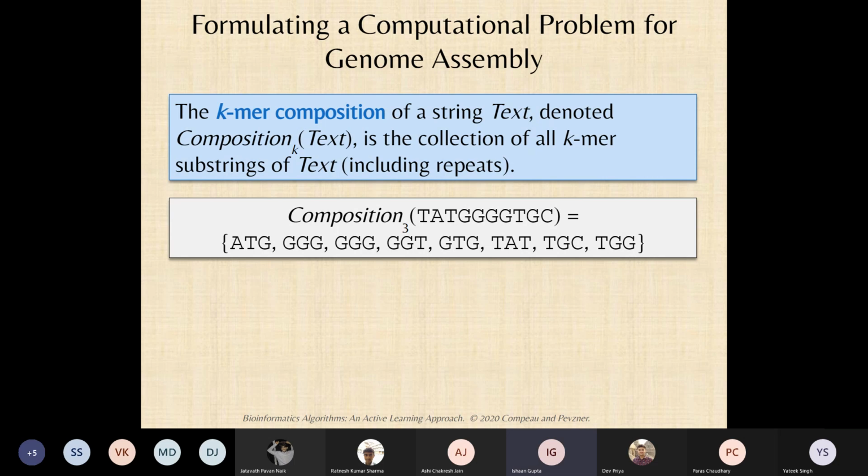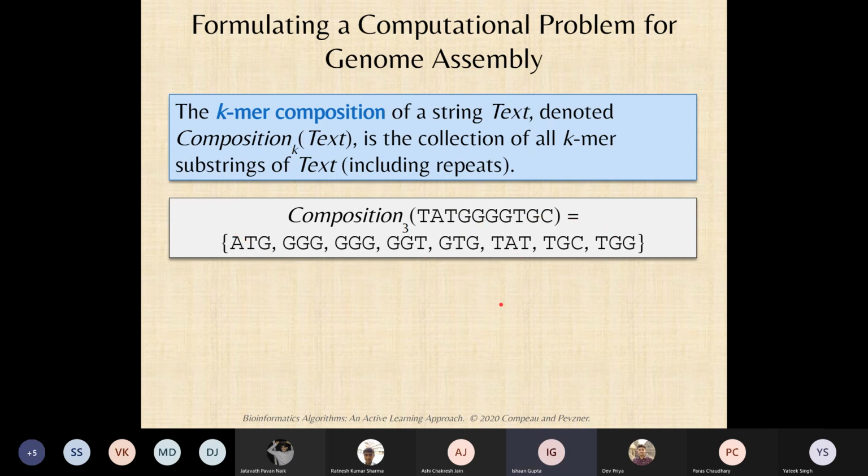So let us say the k-mer composition of a text. I'm introducing this new term. The k-mer composition is denoted by this function, Composition with a subscript k, of Text, and is basically a collection of all the k-mer substrings of the text. This includes repeats. So the k-mer composition of TATGGGGTGC is essentially this: AT, GGGG, GGT, and so on.